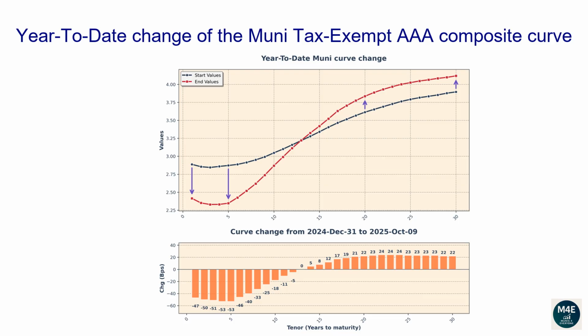The 1-year tenor changed -47 basis points. The 2-year tenor changed -50 basis points. The 5-year tenor changed -53 basis points. The 10-year tenor changed -18 basis points. The 20-year tenor changed 22 basis points. The 30-year tenor changed 22 basis points.